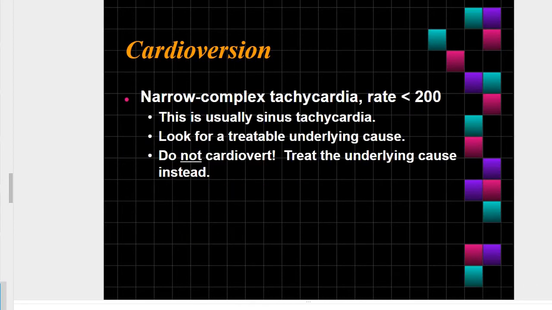Narrow complex tachycardias at a heart rate less than 200 are typically sinus tachycardia in the pediatric patient. So look for what's causing the sinus tachycardia. Look for an underlying treatable cause. And we typically do not cardiovert these. You find and treat an underlying cause instead. If you're not sure, then you can consider fluid boluses, especially if they're hypotensive, but if they're not hypotensive, use that with caution. We'll discuss that a little more later.